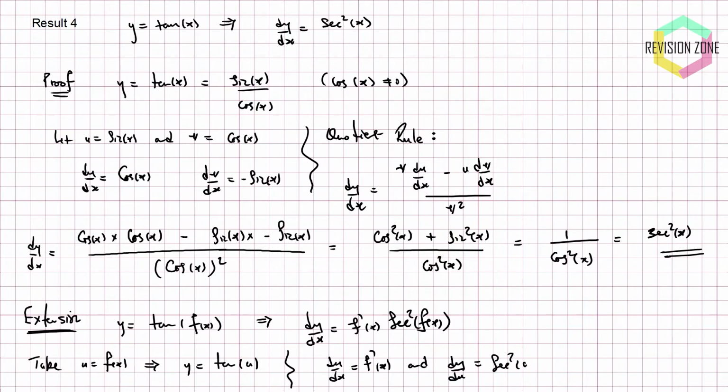So sec squared u. But then putting all this together, what we can say is we know that dy by dx is dy by du times by du by dx. Well, okay, our du by dx is here. That's f prime, so I'm just going to write that. And of course, dy by du is just sec squared u. But what is u? u is just f of x. This is indeed the exact result that we actually wanted to show, so let's move on to the next result.